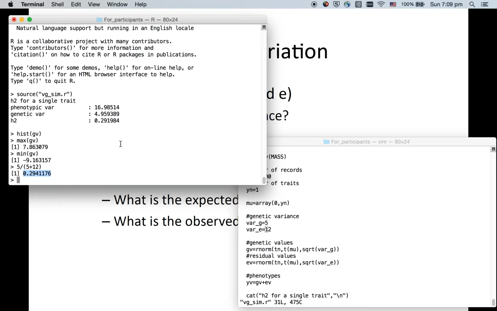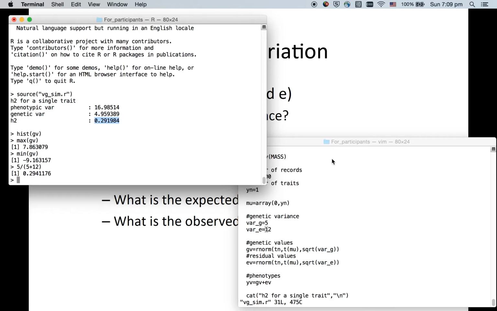Then what is the observed heritability? That is 0.291, right? They are very similar. Okay. Then the question: why are the expected heritability and observed heritability slightly different?